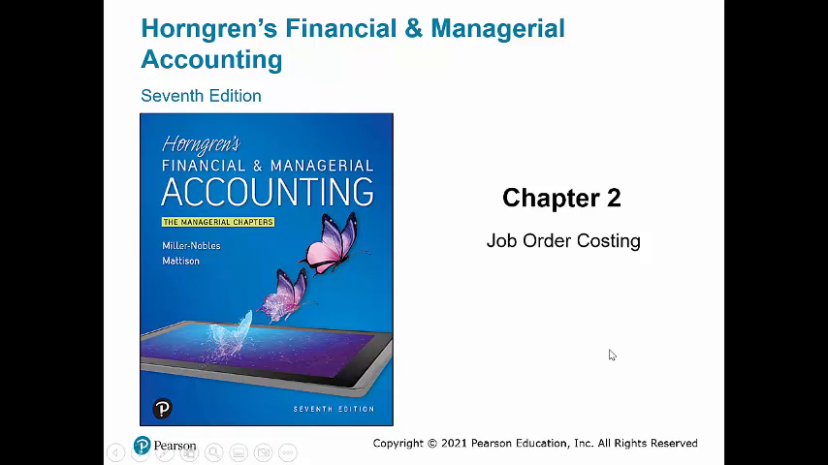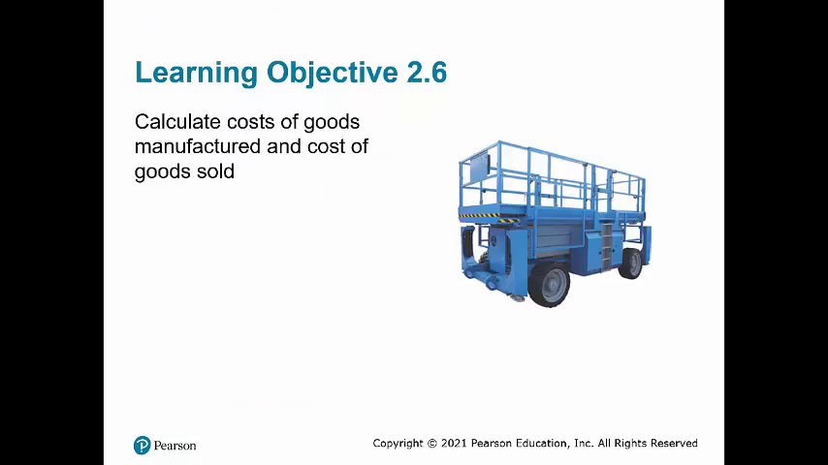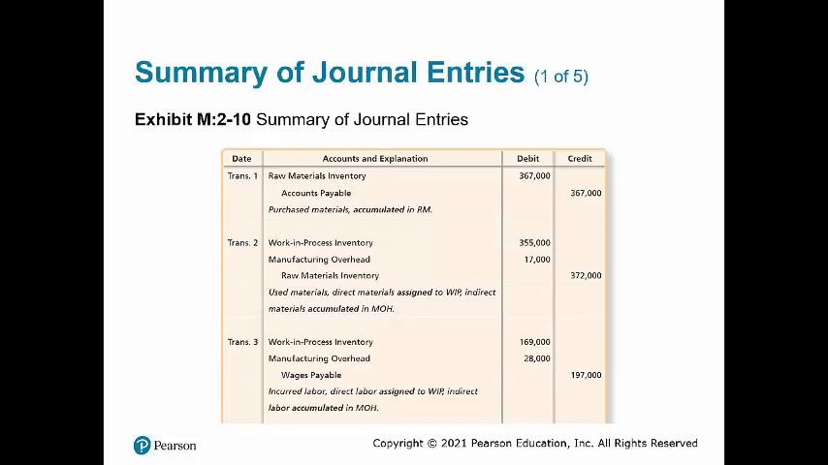This presentation is for Chapter 2, Job Order Costing. In Learning Objective 6, we are going to learn how to calculate cost of goods manufactured and cost of goods sold. First, we're going to go through and review the journal entries that we have made in this chapter.